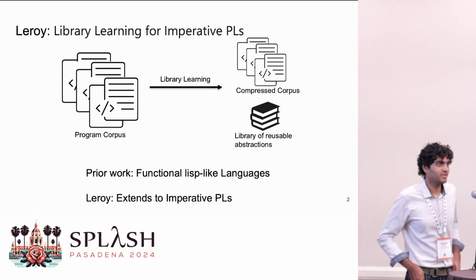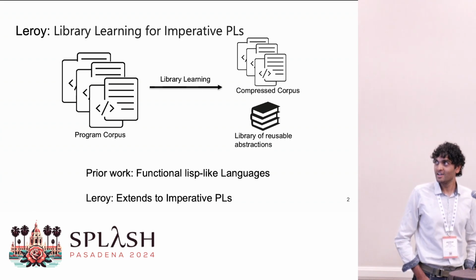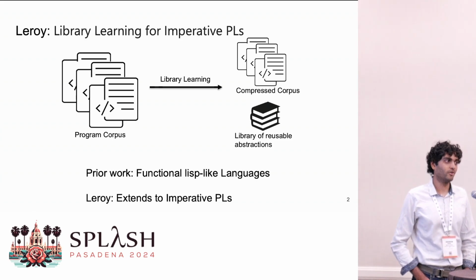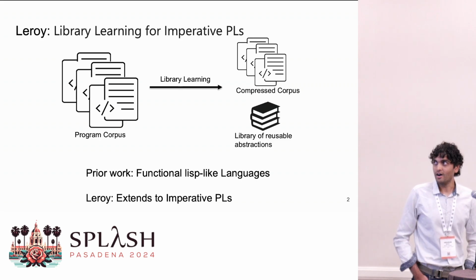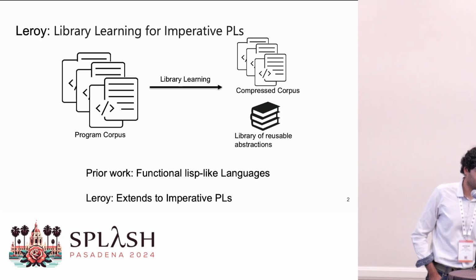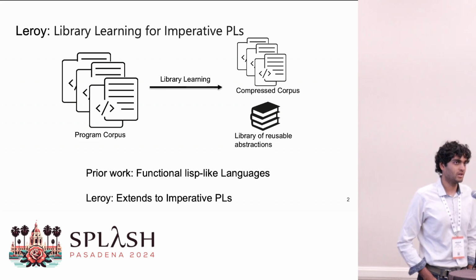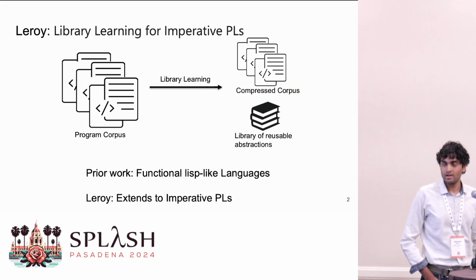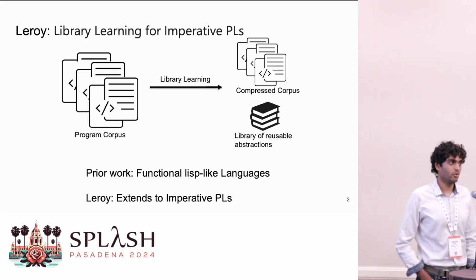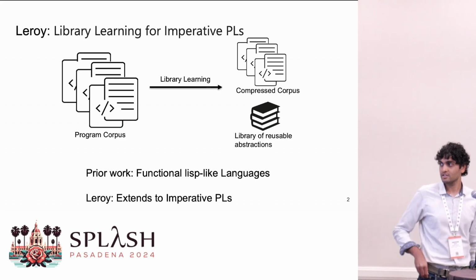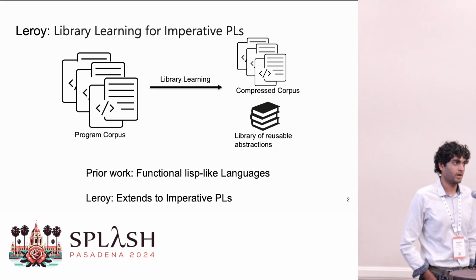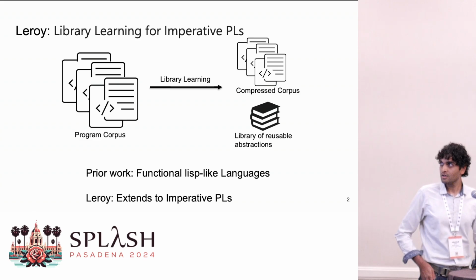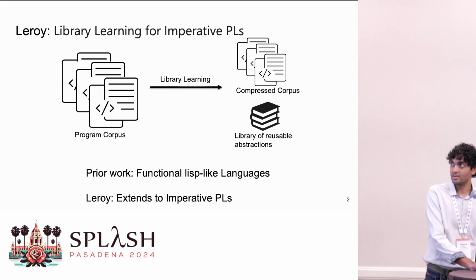Before I jump into the gory details, here's a super high-level overview of the entire talk. Library learning is a technique that automatically learns reusable abstractions from your code and tries to apply them as well. Prior work focuses on doing this for functional-like syntax, and we extend this to Python. So let's get into the details.